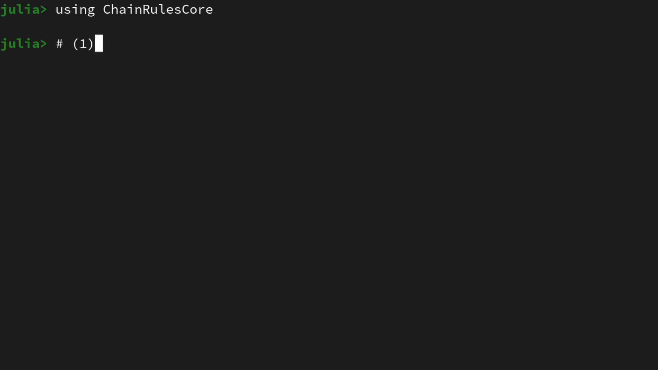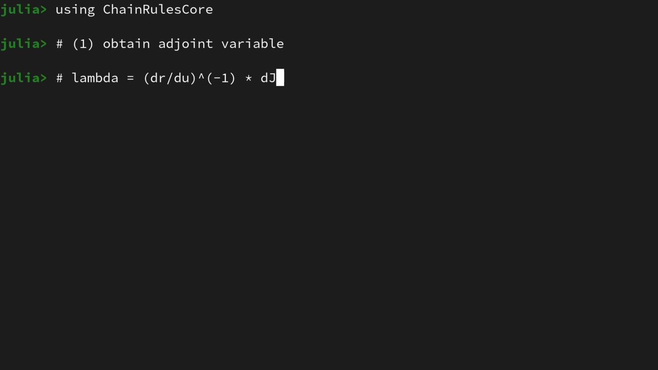So we will first obtain an adjoint variable. And we can do so by saying that a lambda is given as the inverse of the derivative of the residual with respect to u. I don't have the partial derivative signs here, but bear with me. And this one has to be inverted and multiplied with the derivative of the loss functional with respect to u.